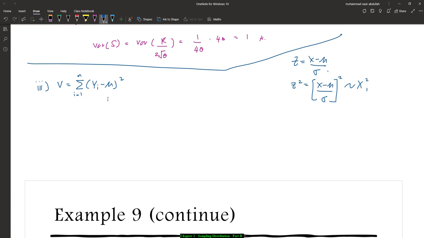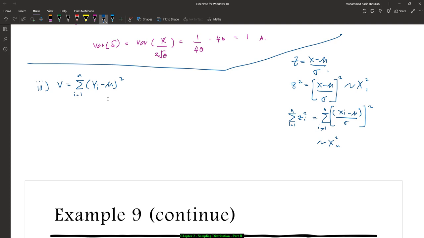So theorem number 2 also says that when you try to take a summation of zi, where i equal to 1 until n, is equal to summation of xi minus mu divided by sigma, and then this is a square, right? i equal to 1 until n. This is having a chi-squared with n degrees of freedom. Kan?